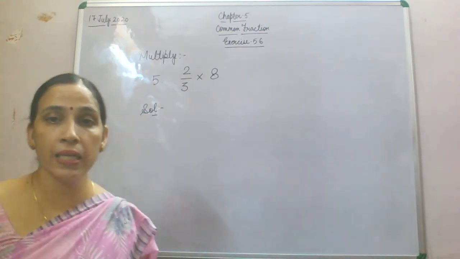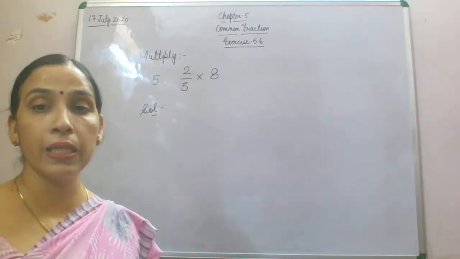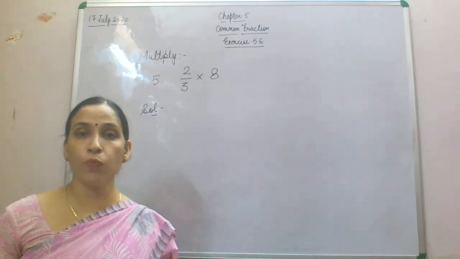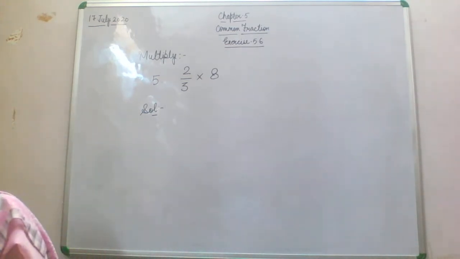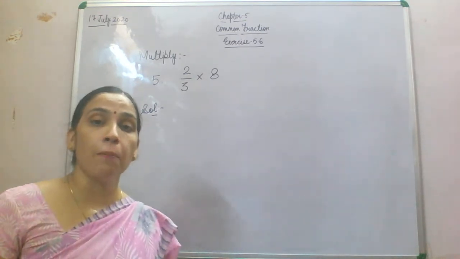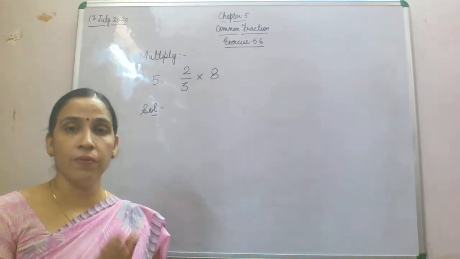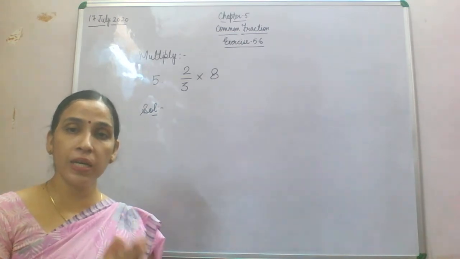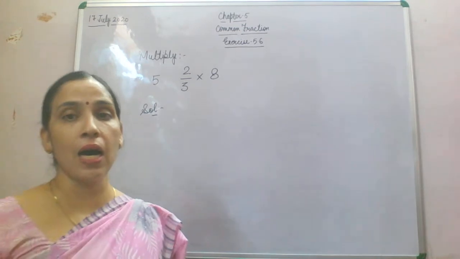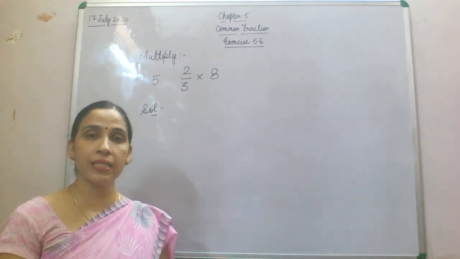Now 2 by 3 is which kind of fraction? Correct, that is a proper fraction. 2 by 3 is an example of a proper fraction. So what are proper fractions? Proper fractions are those fractions which have a small numerator, where the numerator is less than the denominator.